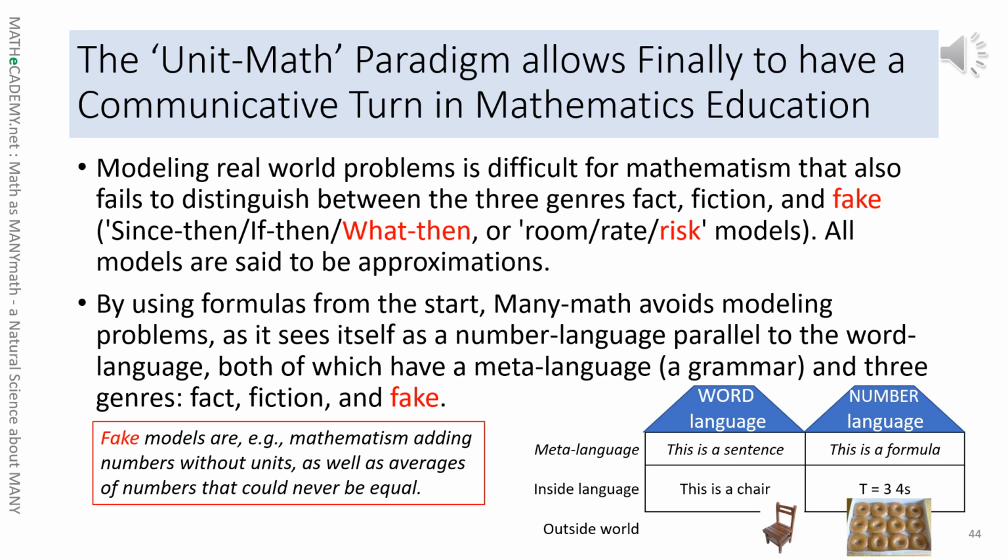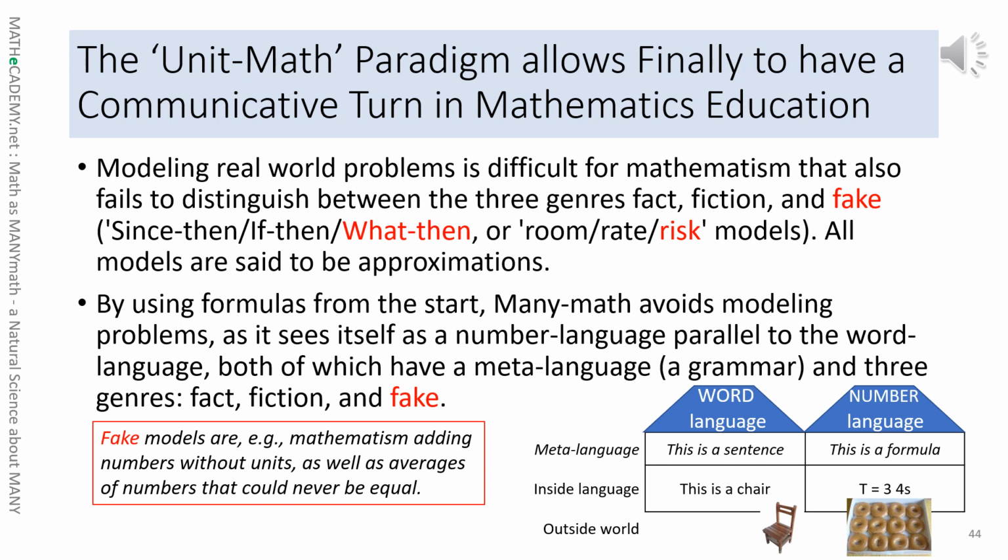Modeling real-world problems is difficult for mathematism, that also fails to distinguish between the 3 genres, fact, fiction, and fake, since then, if then, what then, or, room, rate, risk, models. All models are said to be approximations. By using formulas from the start, many math avoids modeling problems, as it sees itself as a number language parallel to the word language, both of which have a meta-language, a grammar, and 3 genres, fact, fiction, and fake. Fake models can be mathematism, adding numbers without units, as well as averages of numbers, that could never be equal.